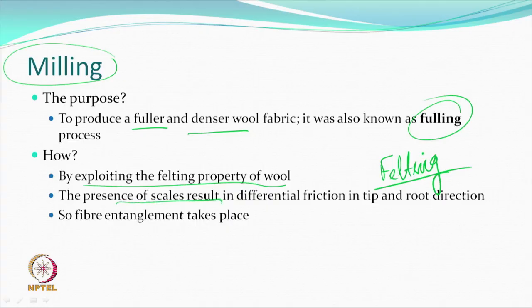And this is because of scales, which give the differential friction. In one direction friction is more, in the other direction friction is less. So there is a differential friction, and so it happens. So entanglement takes place and you make a compact structure. This is milling.